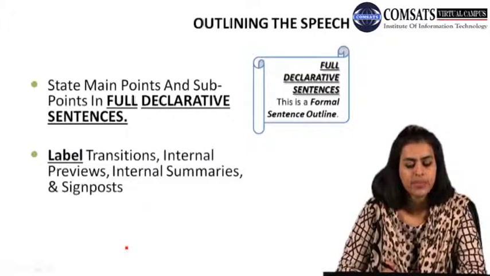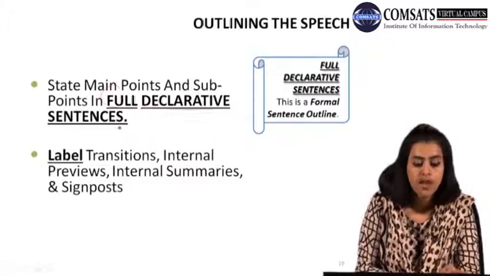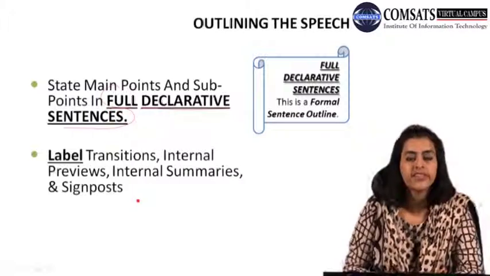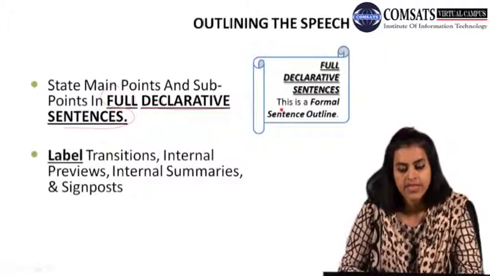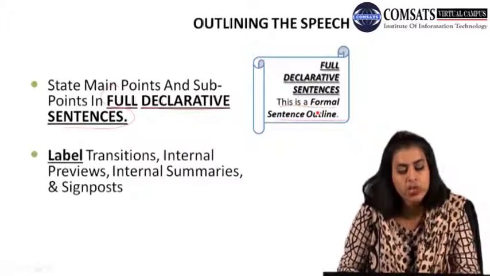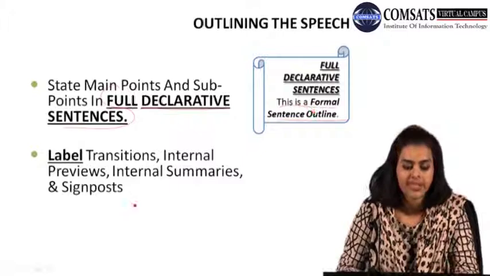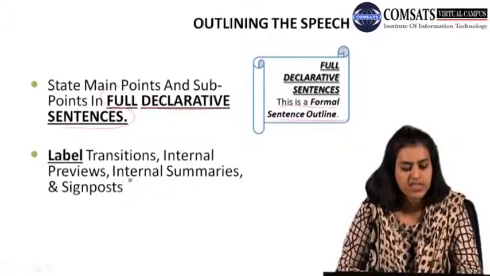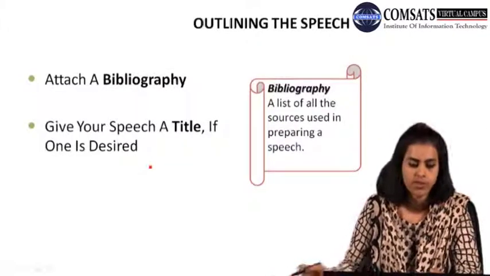Now moving on, state main points and sub points in full declarative sentences. Make sure that you write down full declarative sentences for writing down any main point or any sub point. Now this is a formal sentence outline, so make sure that your preparation outline is a kind of formal sentence outline in which you write down the complete sentences. Label transitions, internal previews, internal summaries and signposts if there are any, like bibliography, like references, like introduction, like previews.